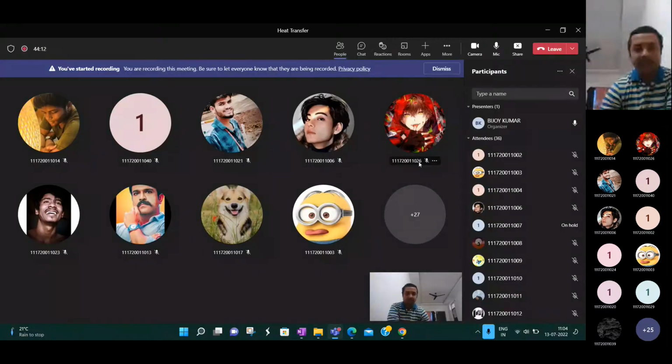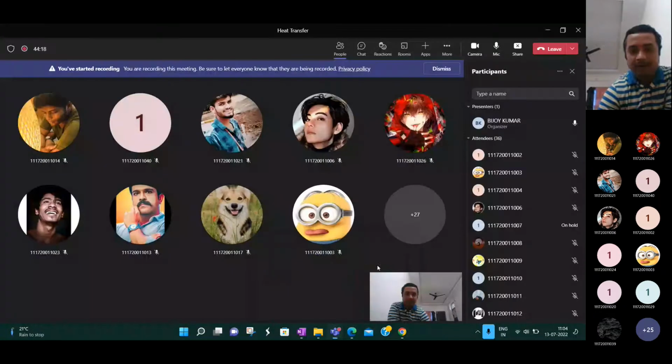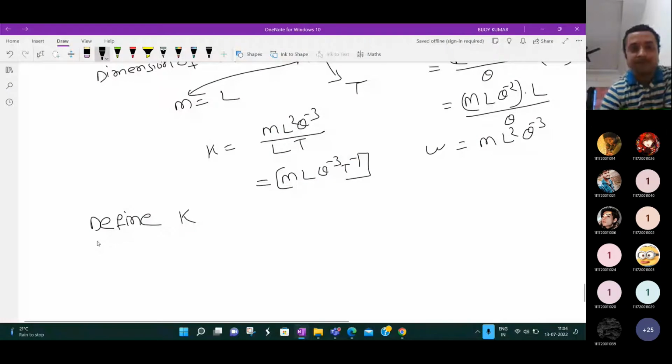Okay, some technical error was there. So now I think it's clear. Next is how to define the K value. What is the definition of K? So first thing is, it is the proportionality constant.